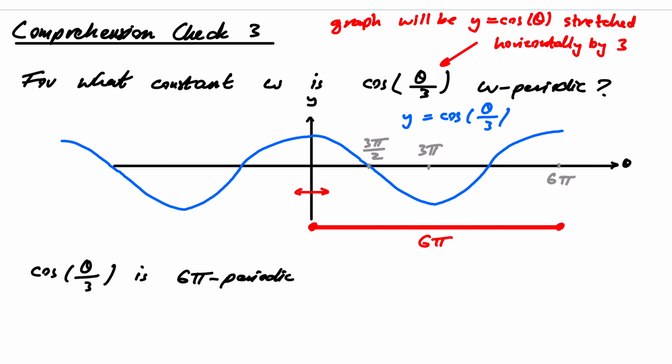And if you want to bring this to a more general formula, remember how it works. We're multiplying theta by a third. So that means the period, the omega, is changed by dividing through by a third. So this is 2 pi divided by a third, if you want to relate this back to the general story.